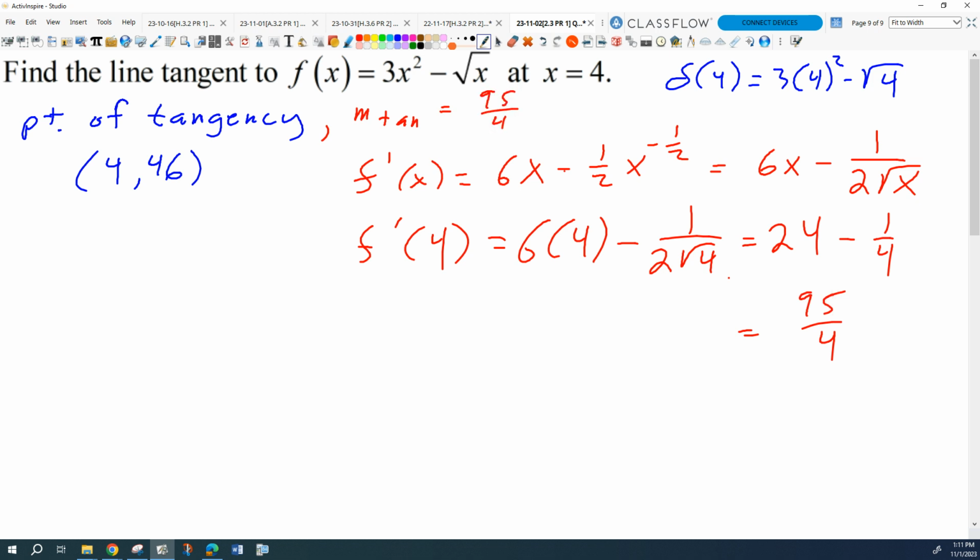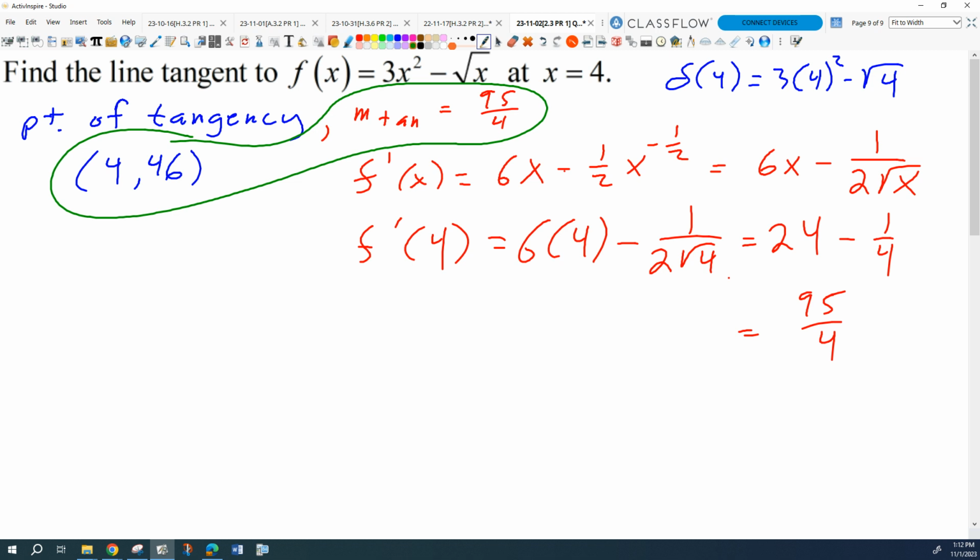So now if we build a line from our point and our slope, we get what? You guys tell me. Y minus 46 equals 95 fourths times the quantity x minus 4. Okay, good. I like it.